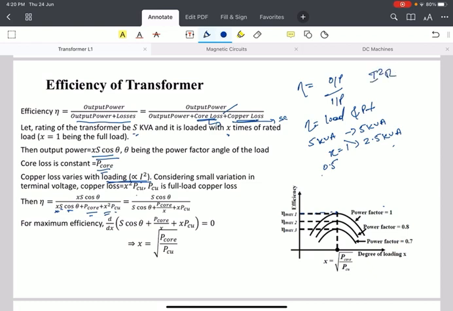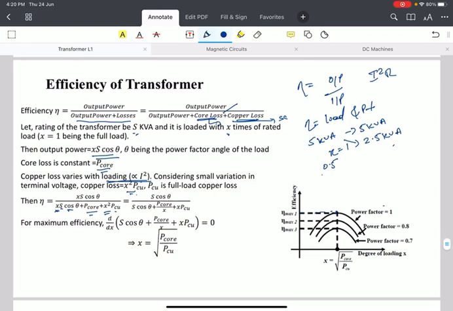When the current increases, the copper loss increases by the square of it. Therefore, with small variation in the terminal voltage, the copper loss will be X square into PCU, where PCU is the full load copper loss. That means if the transformer is loaded at 0.5, then the copper loss will reduce to a quarter, that means 0.25 times the total copper loss. If the transformer is loaded fully, then it will be the full load copper loss, which we have calculated from the short circuit test.